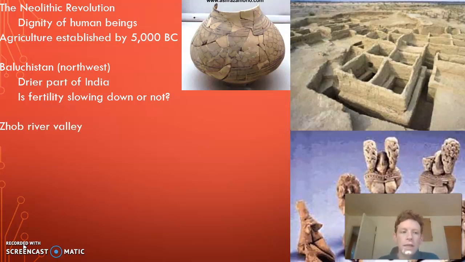Second site we find is the Zob River Valley. So up here at the top right, we have remains from Baluchistan. When we look down here, we have remains from the Zob River Valley. So this is the third key term that you have to remember from this week. Why is the Zob River Valley important? It's important because of the fertility rituals that we have evidence from here.